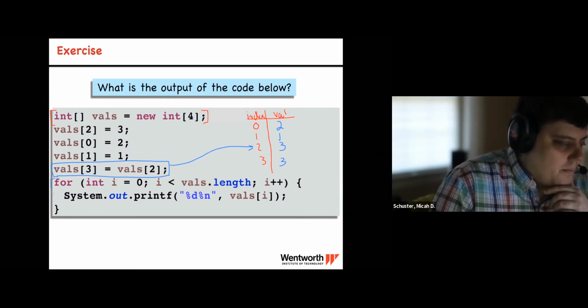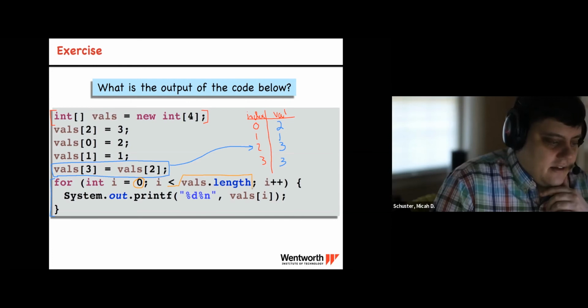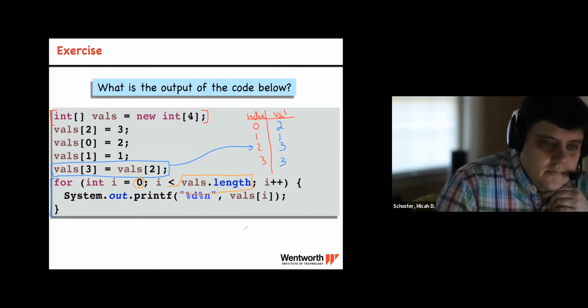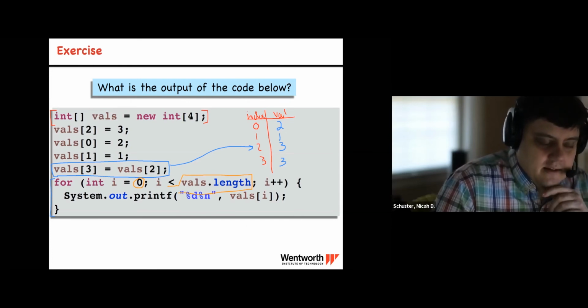The for loop is going from 0 to less than vals.length. So it's going to go from 0 to 3, increasing by 1. And I'm going to print out as a double and a new line each of the vals, one after another.